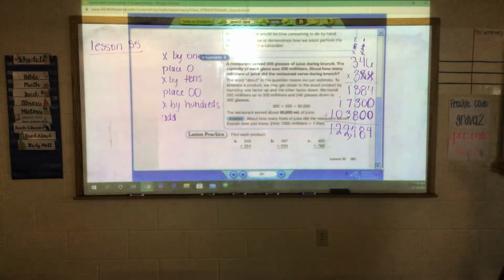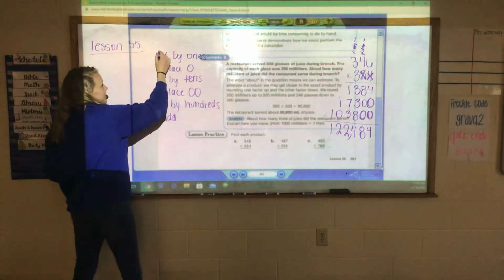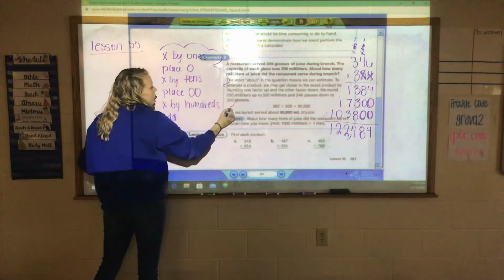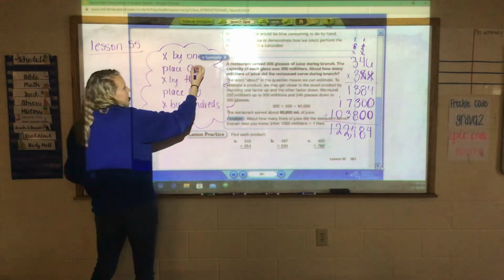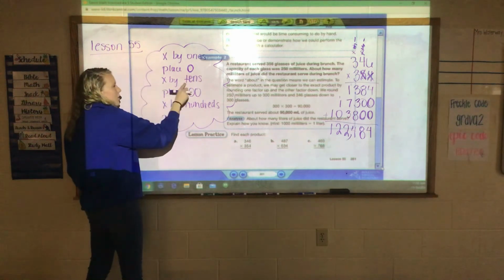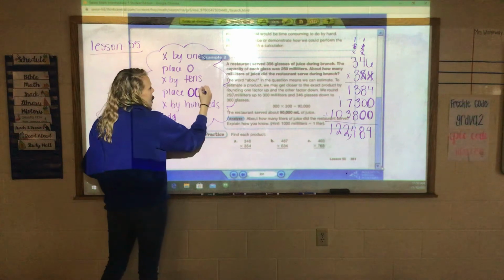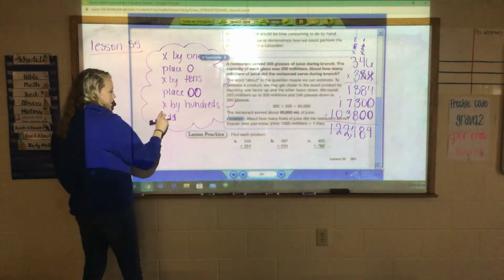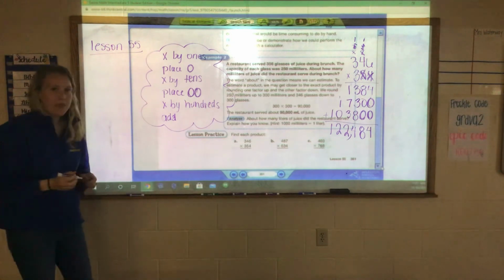Okay, so pause on this. Or, well, you should have written this down in your notes. This is your order in order to multiply by 3-digit numbers. Multiply by your ones. Then you place your placeholder 0. You multiply by your tens. Then you place your 2 placeholders for your hundreds. Then you multiply by your hundreds place. Then you add it all together.